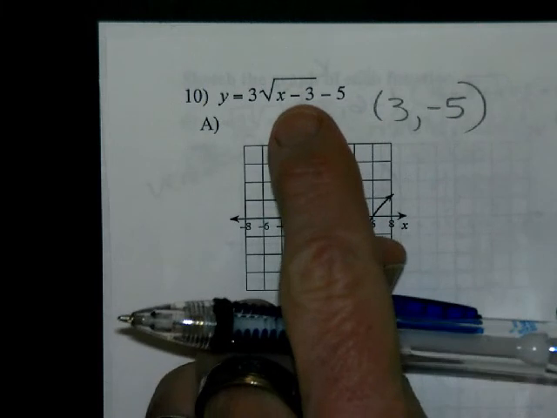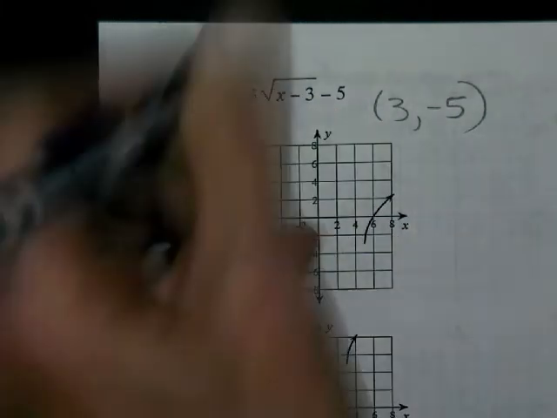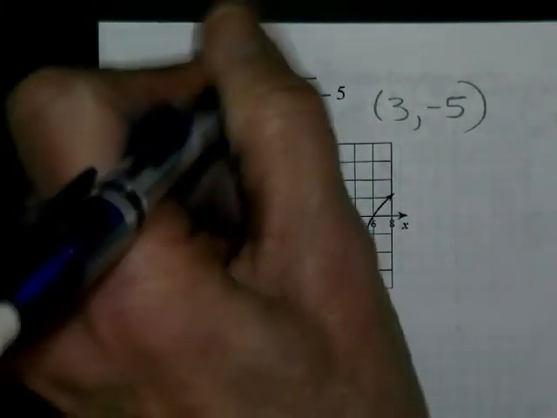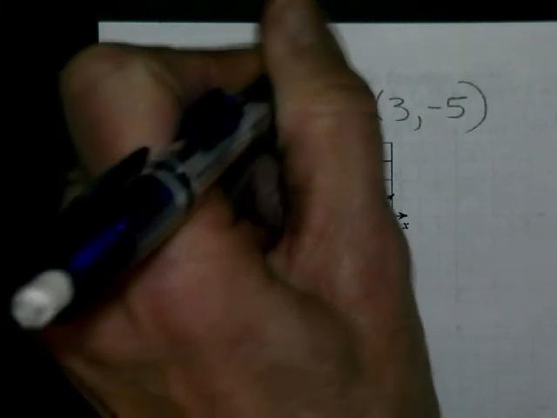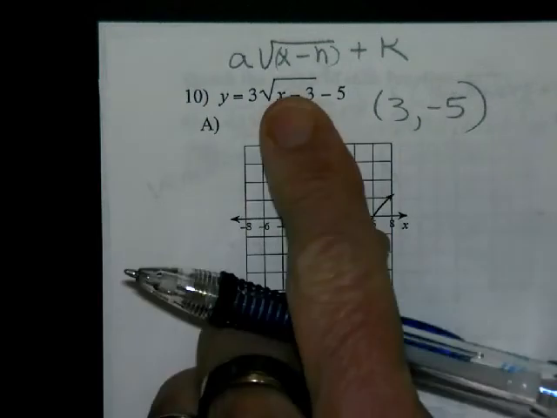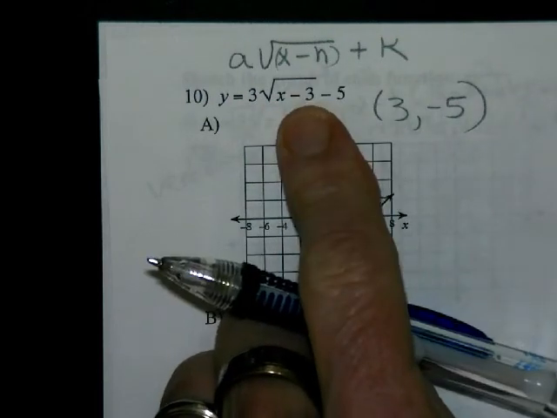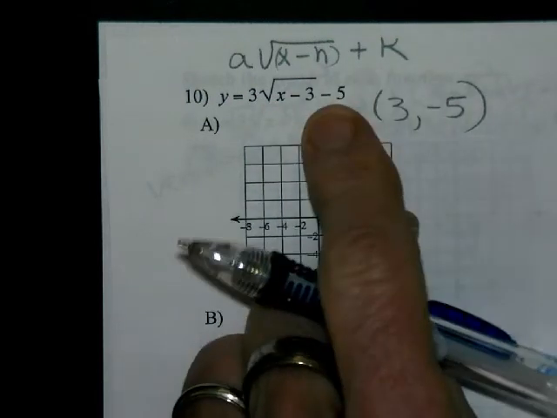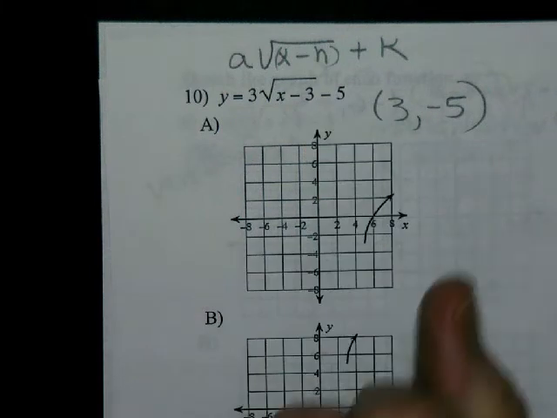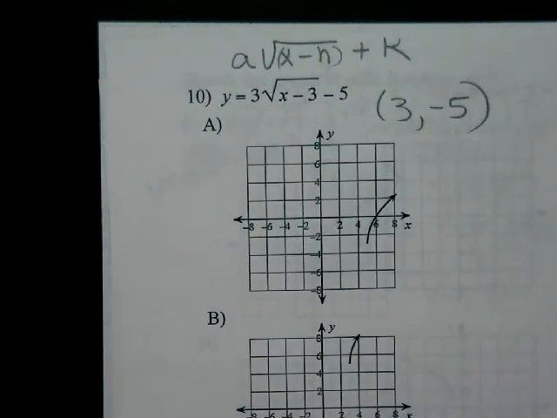Yep. No reflection. Vertical stretch. 3, negative 5. Don't forget to remember that template: square root of x minus h, plus k outside. That's why this gets switched. You write what you see as being subtracted, and then k is what you see being added.